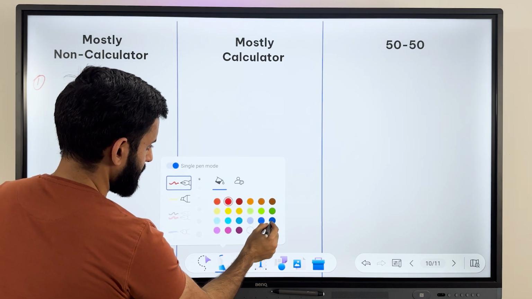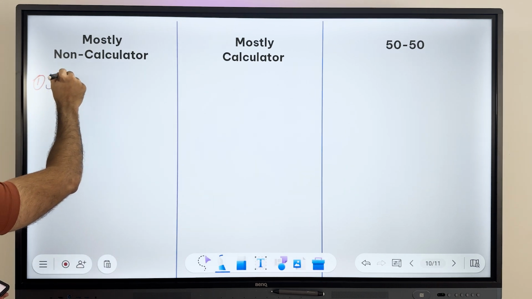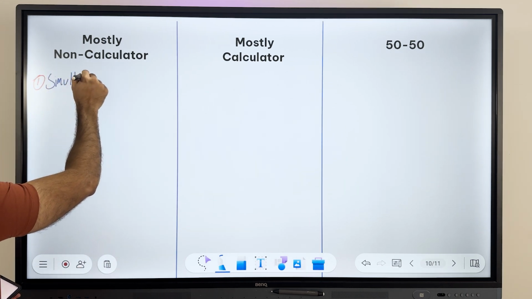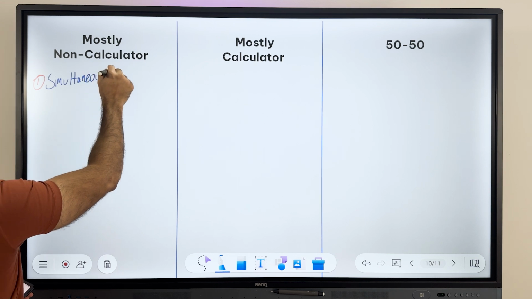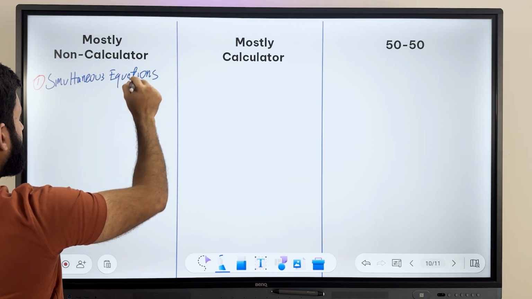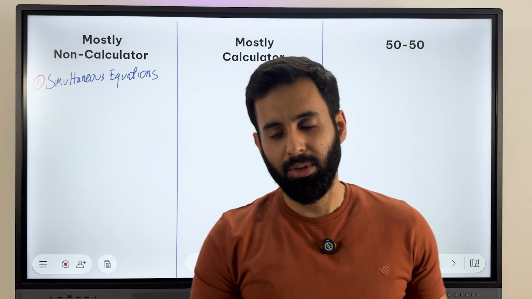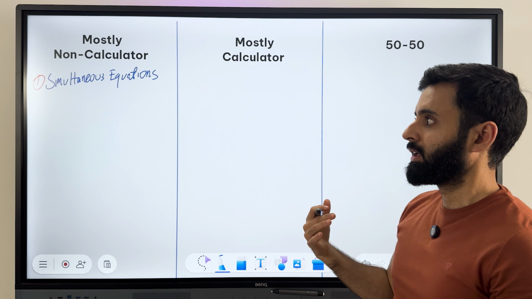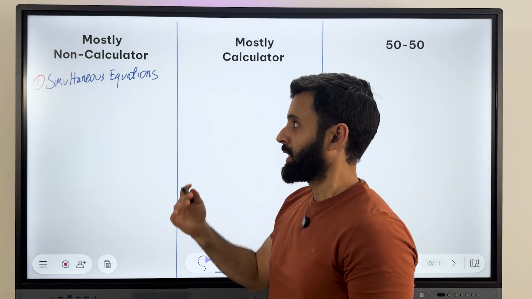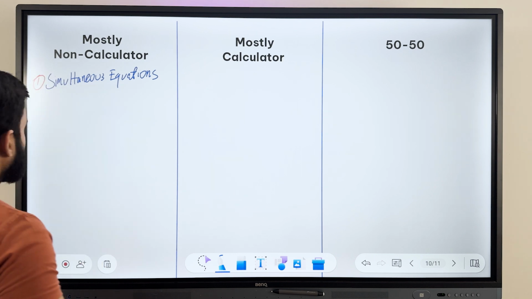The first topic of mostly non-calculator is basically simultaneous equations. If you know simultaneous equations, yes, it helps if you have a calculator. You might end up with a quadratic equation towards the end, and you can use a calculator to check your answer. Or even if you don't end up with a quadratic equation and you have a linear equation, then yes, having a calculator really helps, but you don't really need a calculator in simultaneous equations.